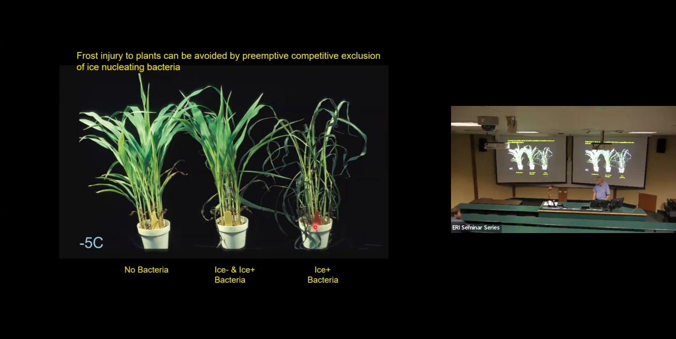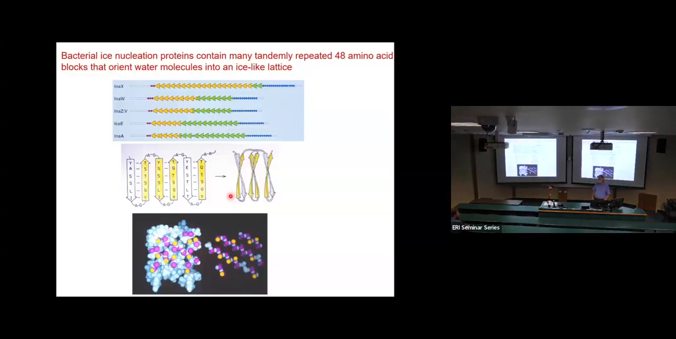When we inoculated only with a nucleating bacteria, they grew to high numbers and were doomed to freeze at a temperature around -2 or so. But in the middle, you see that those plants were first inoculated with a non-nucleator, and then the nucleating bacteria could not grow to high numbers, and you see most of the leaves escaped any damaging ice.